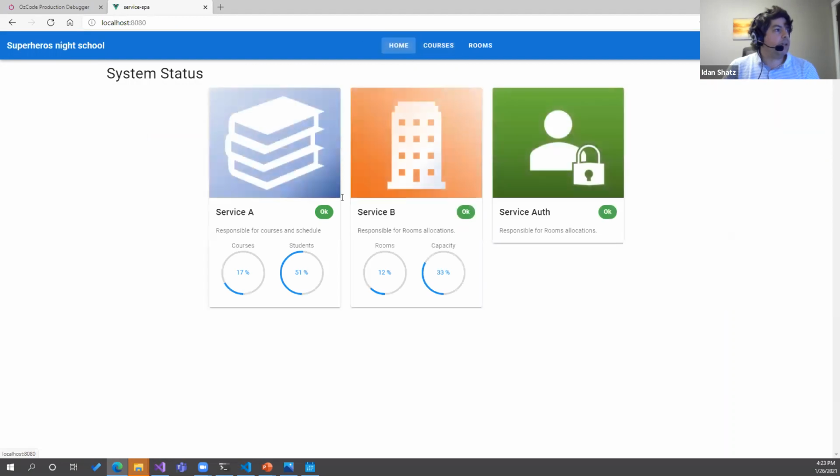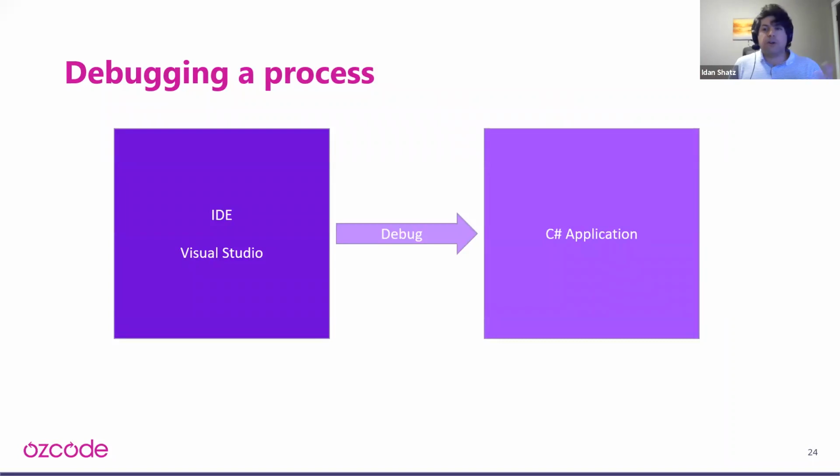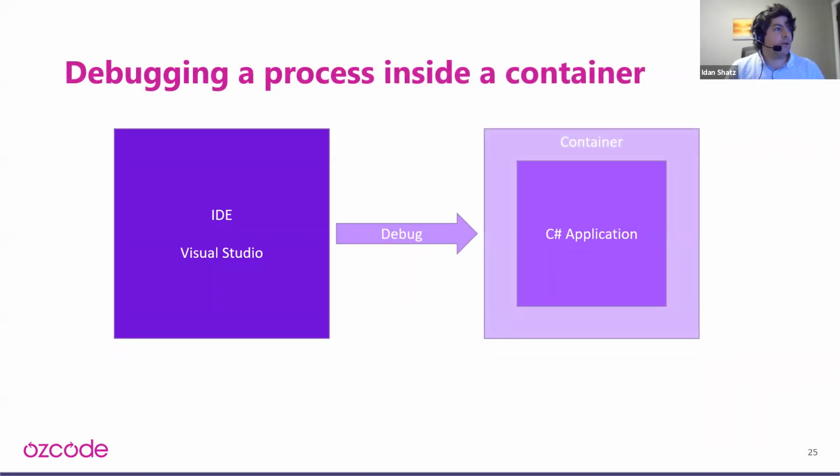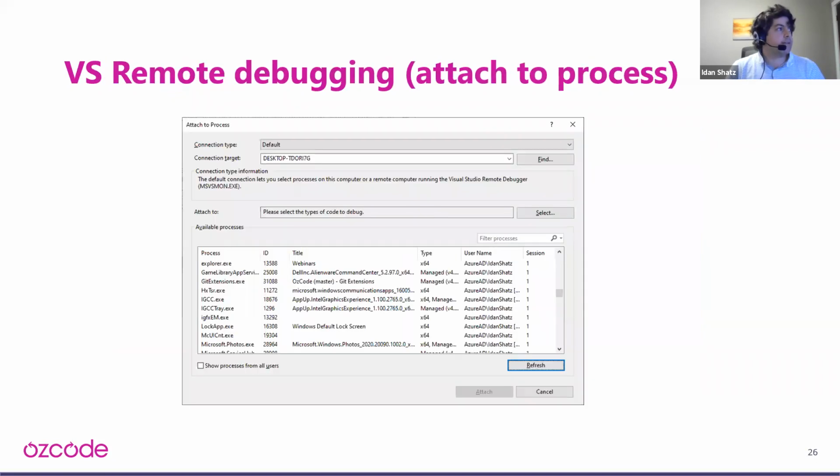Now, with that, we would like to debug to see how we do the health checks here, so the system is working. Now, the problem is it's no longer the usual case where you have your IDE, Visual Studio, and you want to debug a C# application. If they're running on the same OS, then it's pretty easy. You can use a debugging API. However, if you need to run it inside a Docker, you're actually talking about remote debugging. So let's see what Visual Studio offers us for remote debugging.